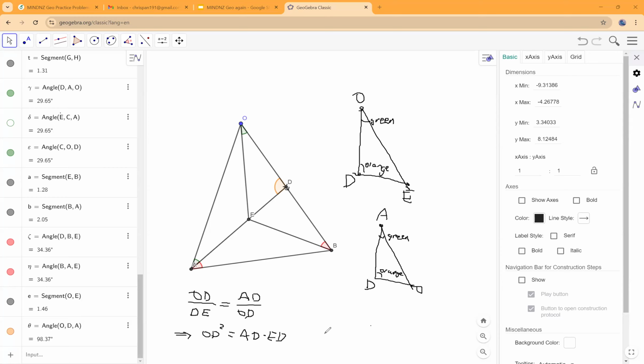And in fact, what ends up happening is you get that BD squared equals AD times ED as well. So you have that this thing squared equals this times this, but this times this equals this thing squared. Therefore, OD squared equals BD squared. And if this was algebra, you would need to say that OD is plus or minus BD. But we know that the lengths are positive, therefore you can just square root both sides and say that OD must be the same length as BD, right? The sizes are the same.